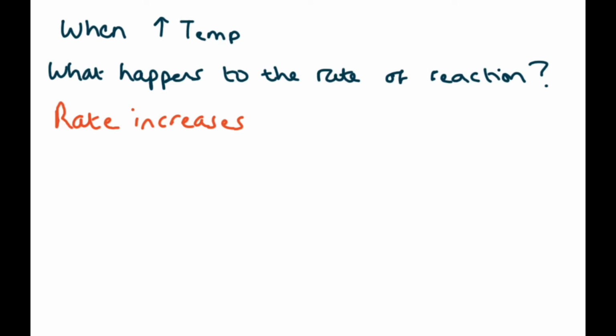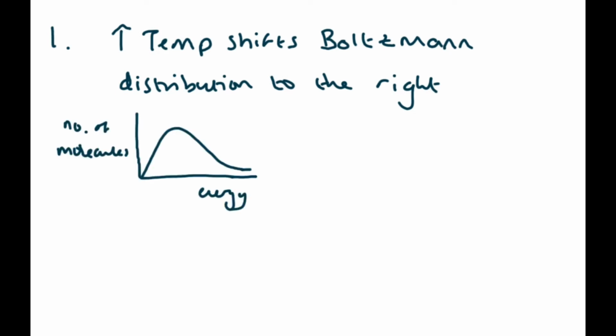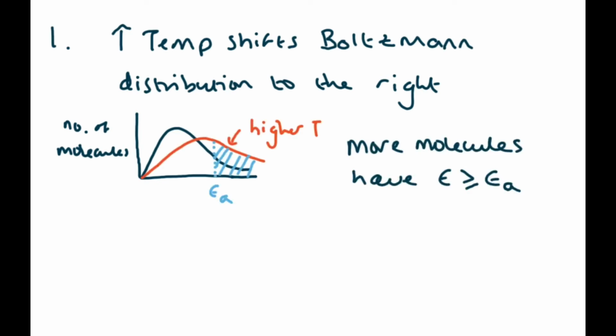But can you remember why? Why does the rate increase? It's to do with the Boltzmann distribution. The Boltzmann distribution, remember, just shows the spread of energy in the molecules. As the temperature increases, the Boltzmann distribution shifts to the right at a higher temperature, and that means more molecules have energy greater than the activation energy.